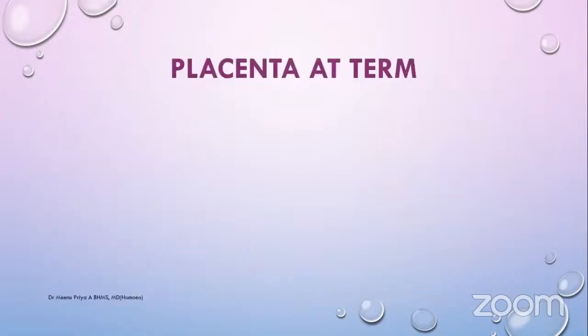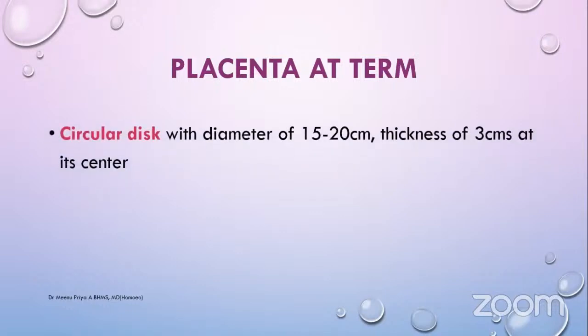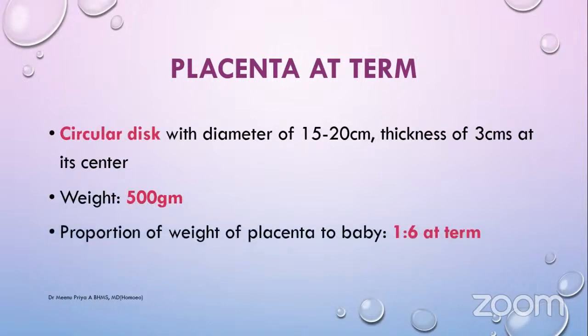Next, placenta at term. Once the pregnancy comes to term, how does the placenta look? It is a discoid, circular disc with a diameter of 15 to 20 centimeters, thickness of 3 centimeters at its center, and a weight of 500 grams. The proportion of weight of placenta to the fetus is 1:6 at term. That means 1 part placenta and 6 parts baby. That is 6 into 0.5, almost 3 kgs the fetus is weighing, and the placenta is 500 grams. So 1:6 is the ratio at term.